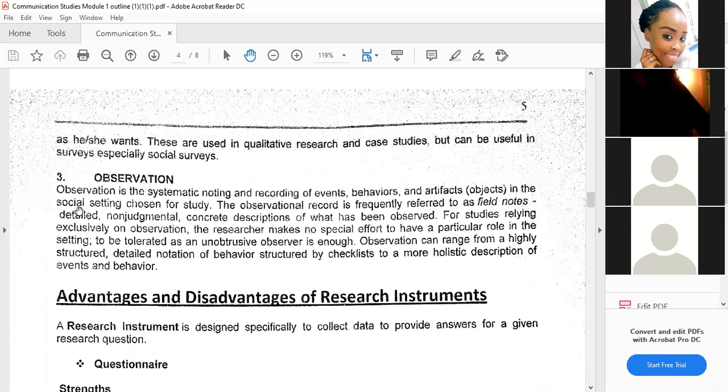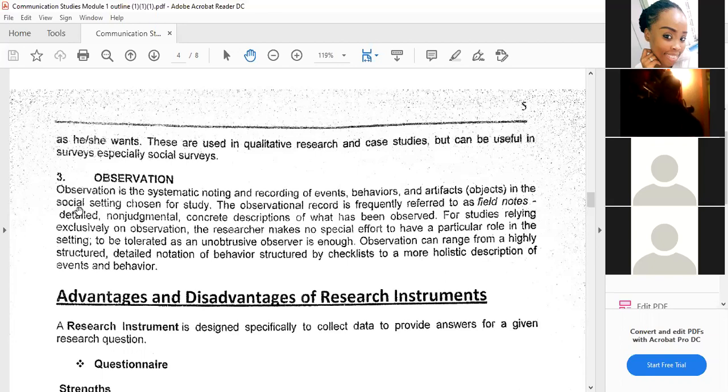All right. They are detailed, non-judgmental, supposedly, concrete descriptions of what has been observed. For studies relying exclusively on observation, the researcher makes no special effort to have a particular role in the setting. To be tolerated as an unobtrusive observer is enough.